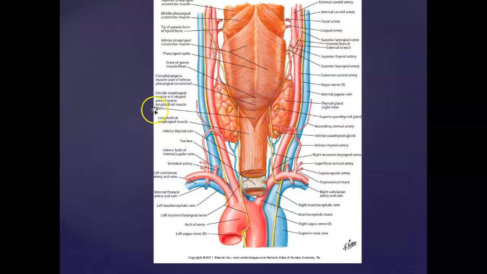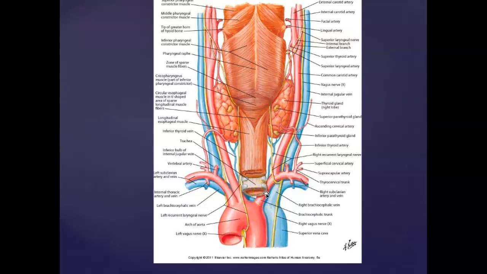Okay, now at the root, now get your orientation here. We're looking from the back side. So this is the right and this is the left. Here's the arch of the aorta. We have the common carotids coming up here. The internal jugulars here and here. External jugulars are not shown, but here off of the arch of the aorta, the first branch is that brachiocephalic.